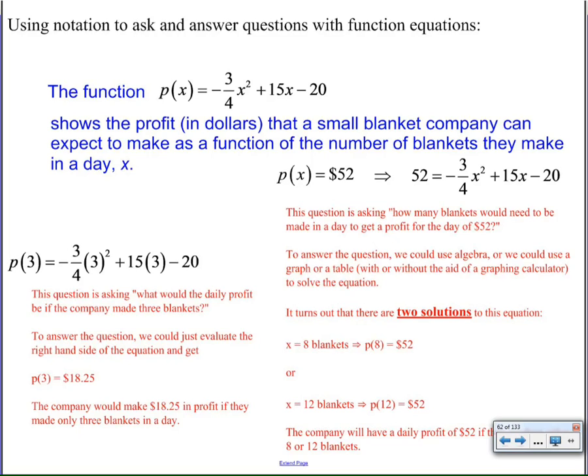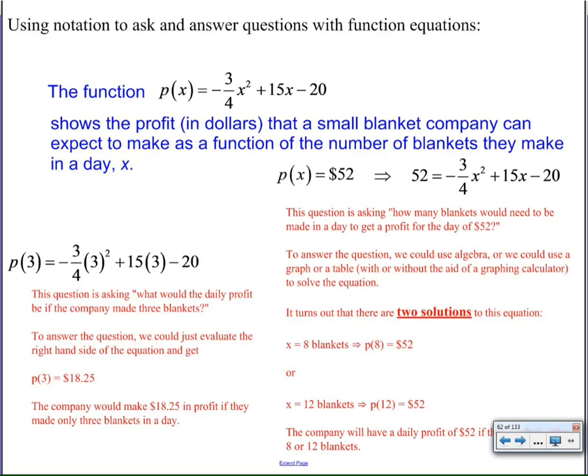You can change the form of the question by revealing something about the dependent variable. In this case, what if I profited $52? How many blankets could I make in order to profit $52? What I'm asking essentially is, p of x equals 52 is asking if y is 52, what value or values of x will make that profit happen? Now there are varying ways of solving this equation, and we're going to learn that in more detail this year. For right now, it should be sufficient to say that x equals 8 or x equals 12.